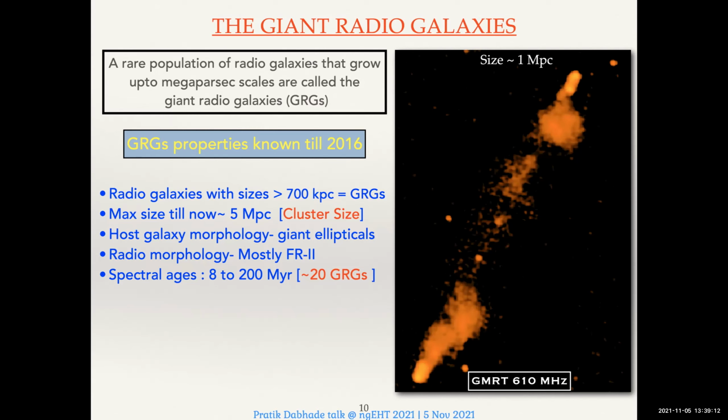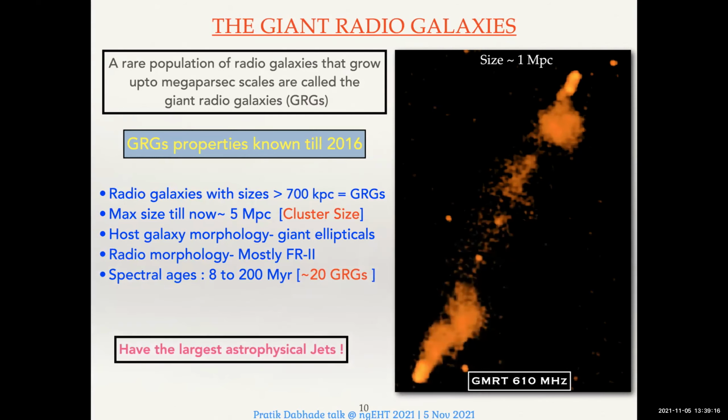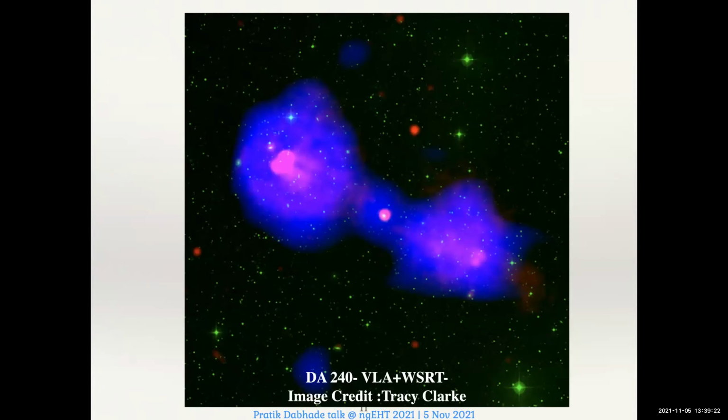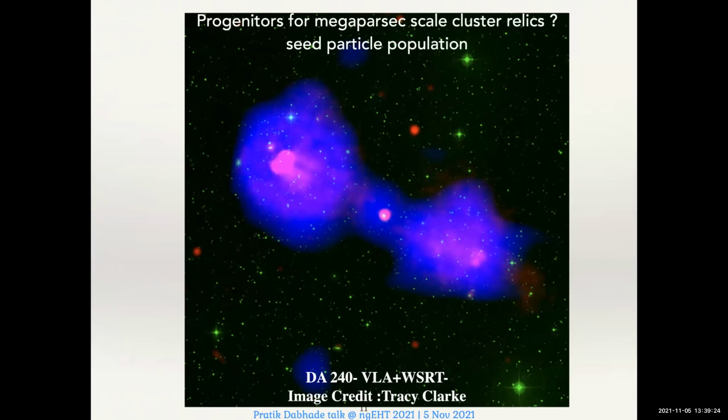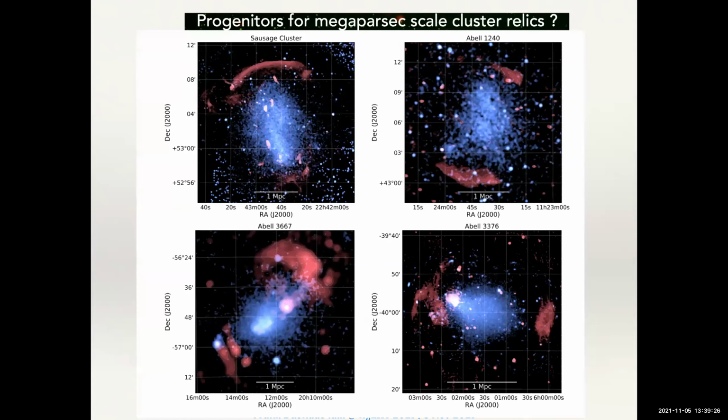They mostly have this FR2 morphology, and they naturally have the largest astrophysical jets for us to study. These are also likely to be the progenitors for the galaxy cluster relics which we see, providing them the seed electrons. So galaxy cluster relics are the relics which emerge when two galaxy clusters merge.